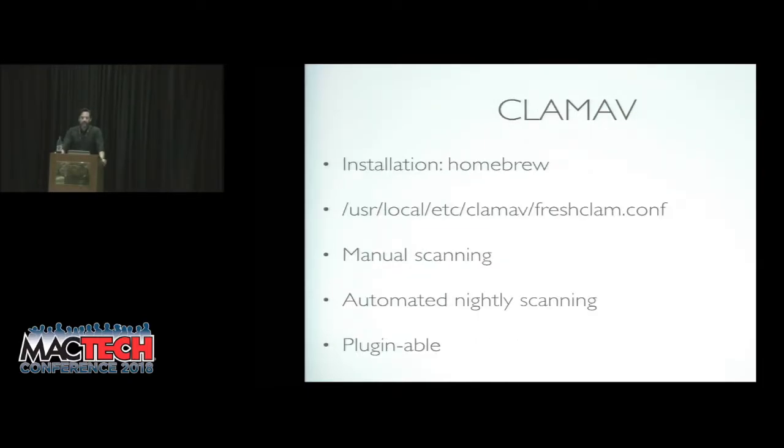So ClamAV, you can install it very easily via Homebrew. You edit one conf file, and then you can do manual scanning pretty easily and set up automated scanning. There used to be a package for this, but when I was prepping the presentation, I couldn't find it. And then there was also ClamXAV, which I also couldn't get running anymore. But the nice thing about ClamAV is it's pluggable. It's designed to be run as a manual scan tool, but you can build plugins that, for example, hook it into Mail or other tools.